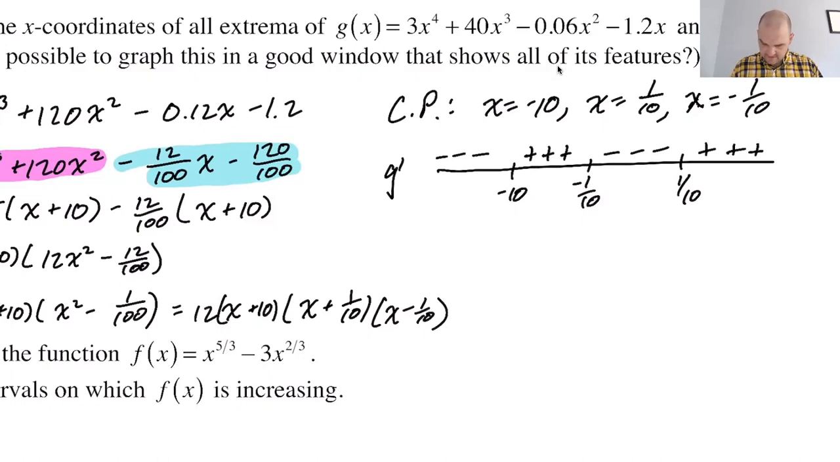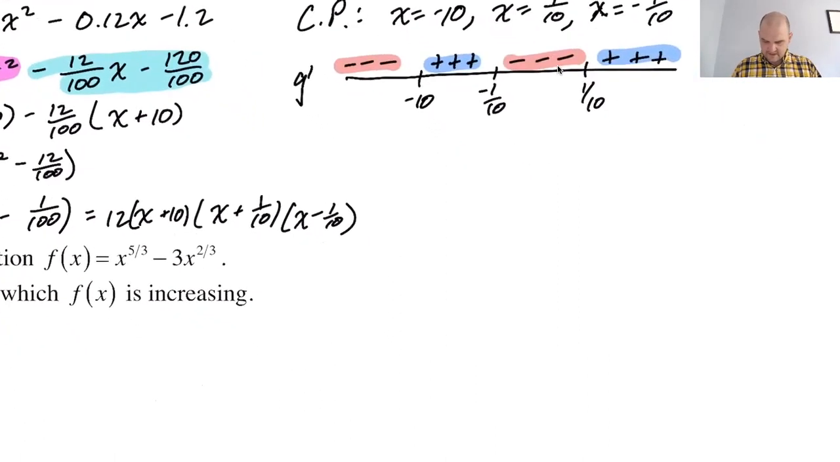So positives here and here. And then our negatives are here and here. And so I know what's going to happen, right? I know that g of x has relative minimum at, all right, where are the relative minimums?